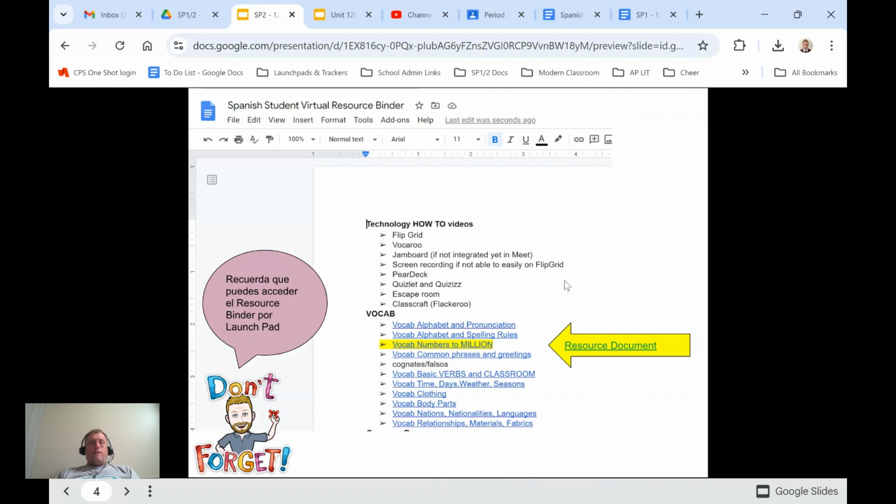Okay, as a reminder, if for whatever reason you've lost your packet or you don't have it with you, you can go to the Launchpad and then access your online student virtual resource binder. And we are working with this handout, vocab numbers to 1 million.